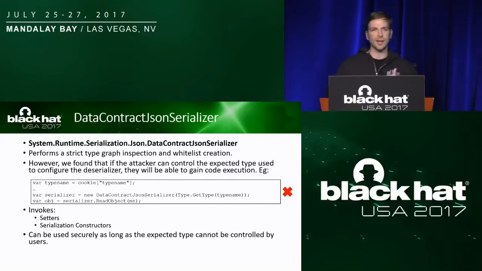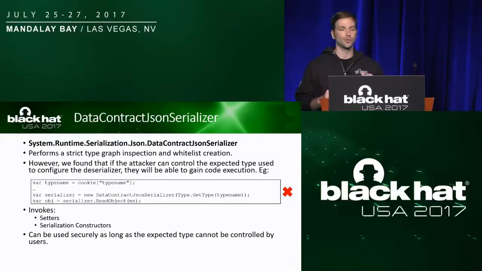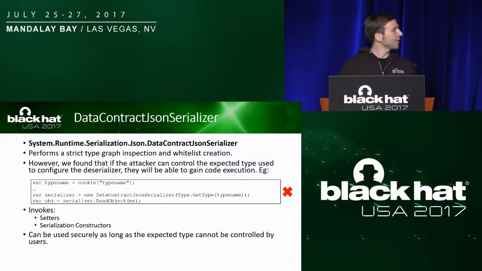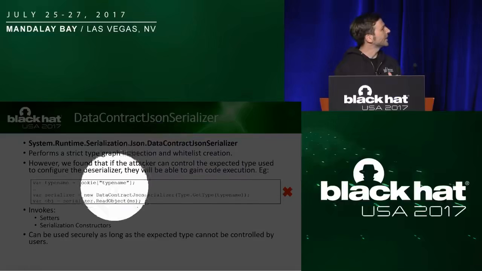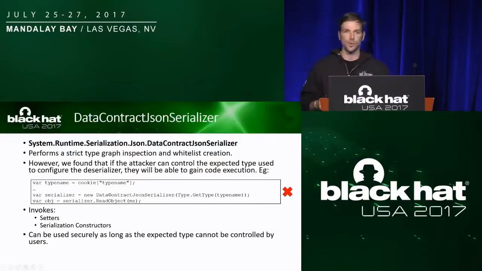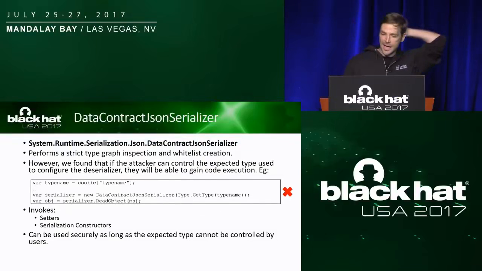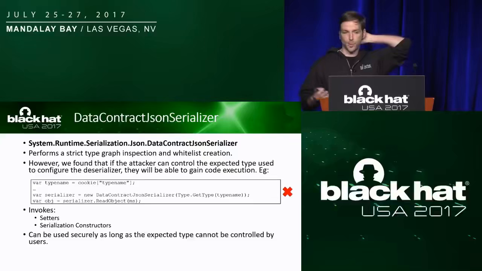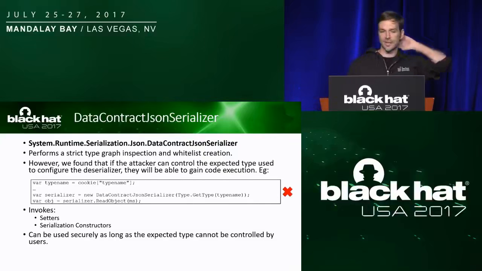And the other way that you can attack it and get arbitrary code execution is if you can control the expected type. You may think that something like this, where the expected type comes from a cookie and then is used to initialize the serializer, is not common, but we will show you a demo on a very popular content management system in .NET that does exactly that.